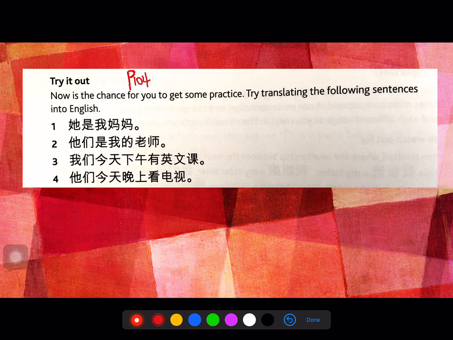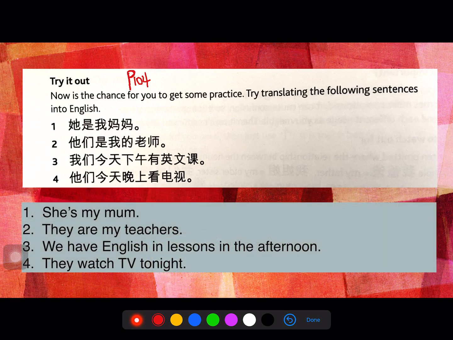好，对答案，拿出绿笔。 So the first one, 她是我妈妈. She is my mom. 她是我妈妈. Second one, 他们是我的老师. They are my teachers. 他们是我的老师. Third one, 我们今天下午有英文课. 今天下午 means this afternoon. So we have English lesson this afternoon. Okay, and then 今天晚上 is tonight. So they watch TV tonight.